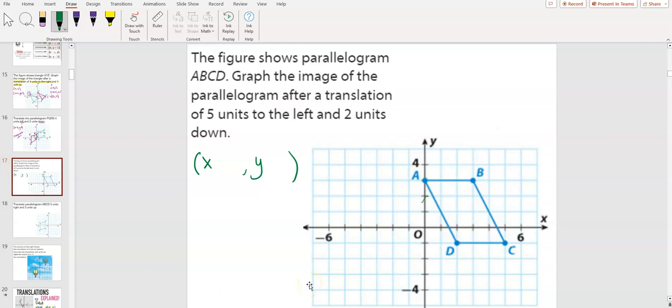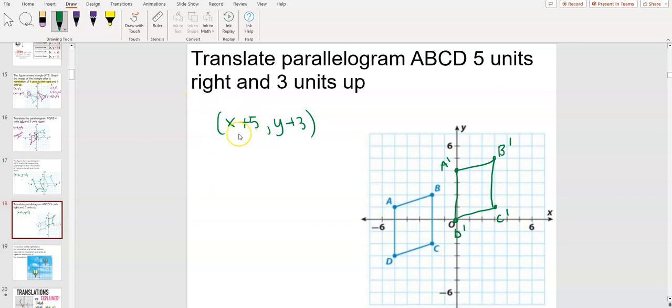If you do it wrong, that's okay. You just won't get the same answers as me. All right, I'd pause the video and try it out. All right, so your algebraic representation of this is x minus 5, y minus 2. And when you translate, you should get yours over here. So A goes from being at 0, 3 to being at -5, 1. And then on this one here, we have algebraic representation of x plus 5, y plus 3. And we go from -5, 1 for A to 0, 4 for A prime.